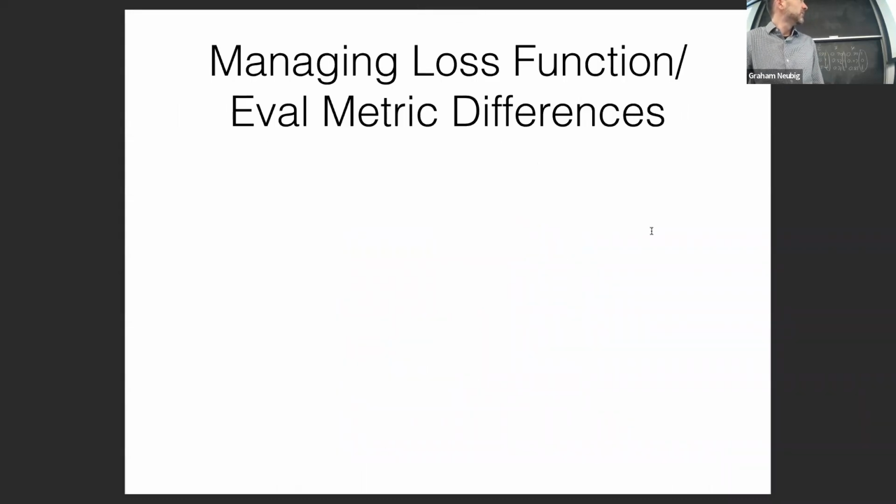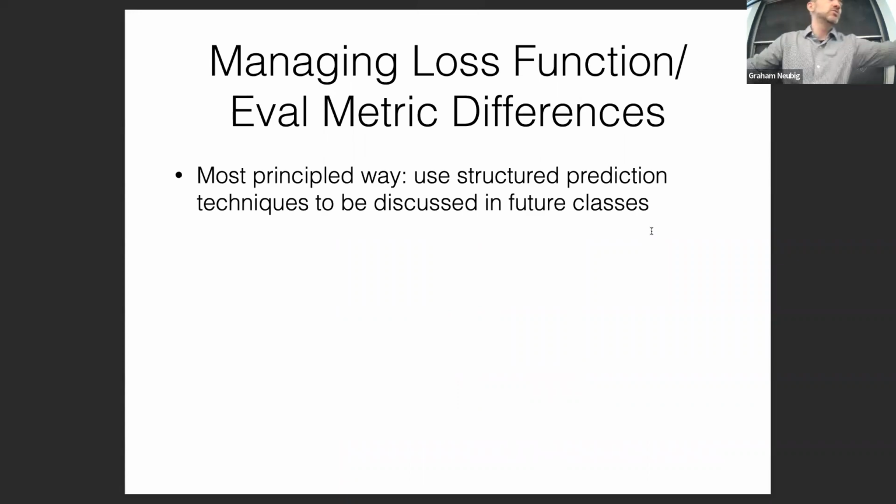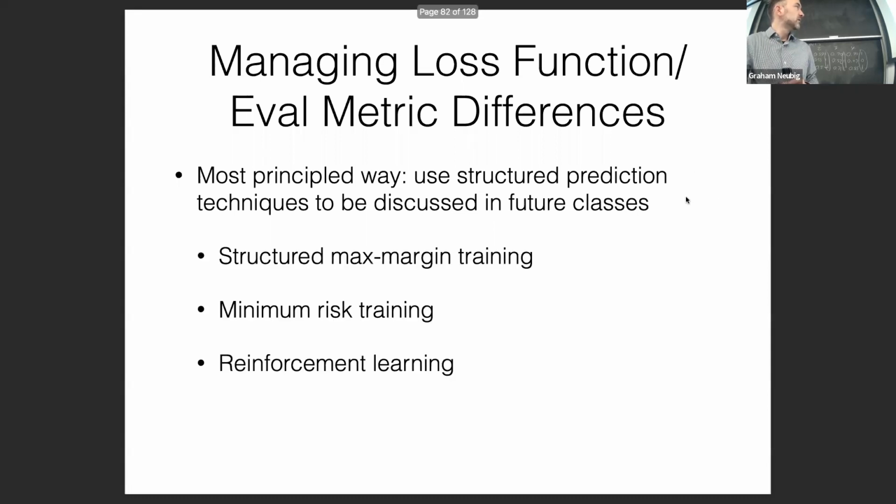Okay, so basically this is a problem. It happens all the time. And in order to solve this problem, one principled way of doing this, in particular in the case of structured prediction models, like sequence models or other things like this, there are ways to explicitly train your model to optimize the error metric, or your accuracy, instead of your maximum likelihood. These are just a few examples of them.